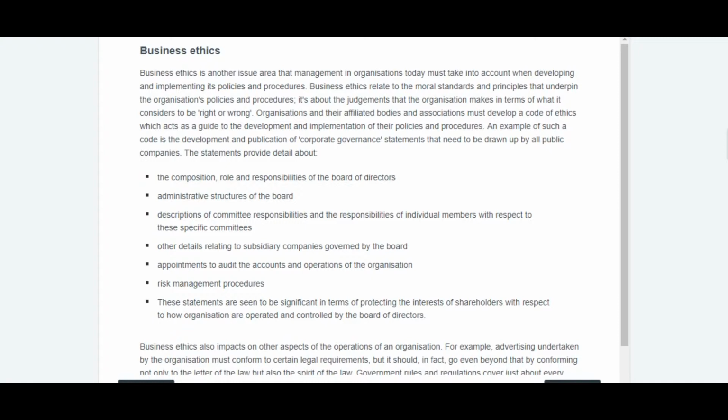Business ethics also impacts on other aspects of the operations of the organization. For example, advertising undertaken by the organization must conform to certain legal requirements, but it should in fact go beyond that by conforming not only to the letter of the law but also the spirit of the law. Government rules and regulations must be respected.